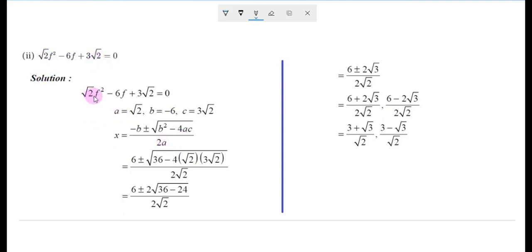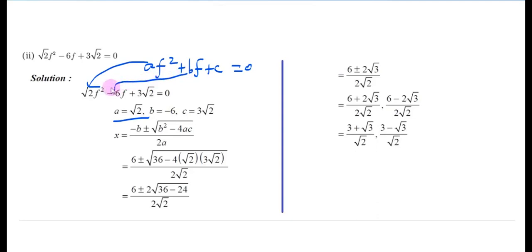So root 2 f square minus 6f plus 3 root 2 equal to 0. Just compare with a x square. Here we have f square, so change it to f. So a f square plus b f plus c equal to 0. So a equals root 2, and here the f coefficient is b, so b equals minus 6, and then c equals 3 root 2. Understood? c equals 3 root 2.